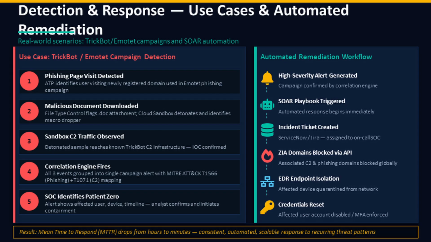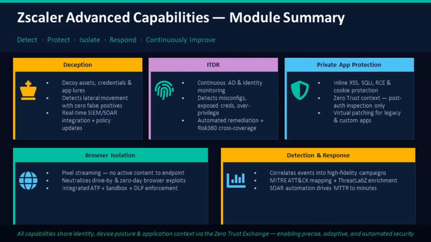The operational impact is significant. Mean time to respond drops from hours, when a human analyst has to manually piece together events, build the attack narrative, and orchestrate multiple containment actions, to minutes with automated correlation, enrichment, and response. And because the response is codified in playbooks, it's consistent every time, not dependent on which analyst happens to be on duty. Let's close with a summary of all 5 advanced capabilities and how they fit together.